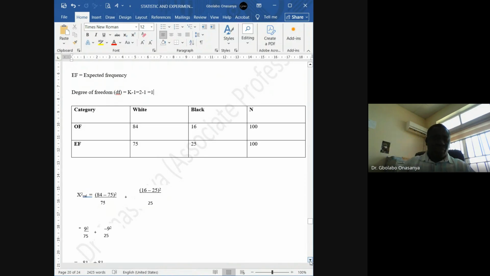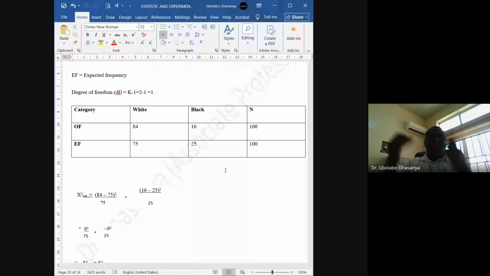Now, the data provided in the table, in the question, is summarized here. We have observed frequency 84 for white. Observed frequency is 16 for black. We have expected frequency 75 for white, and expected frequency 25 for black. Now let us calculate what we have observed and expected.